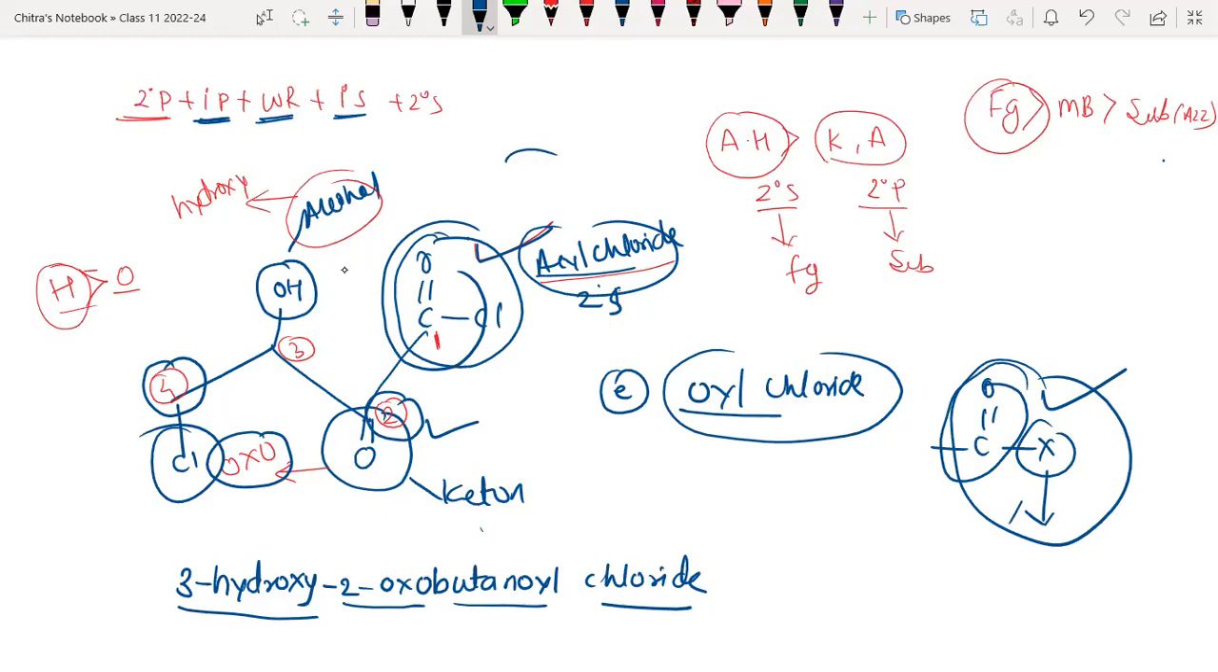Yes, sir. So this C double bond O X is the functional group. That whole is a functional group, so it acts as the secondary suffix, not as a substitution. Understood now?